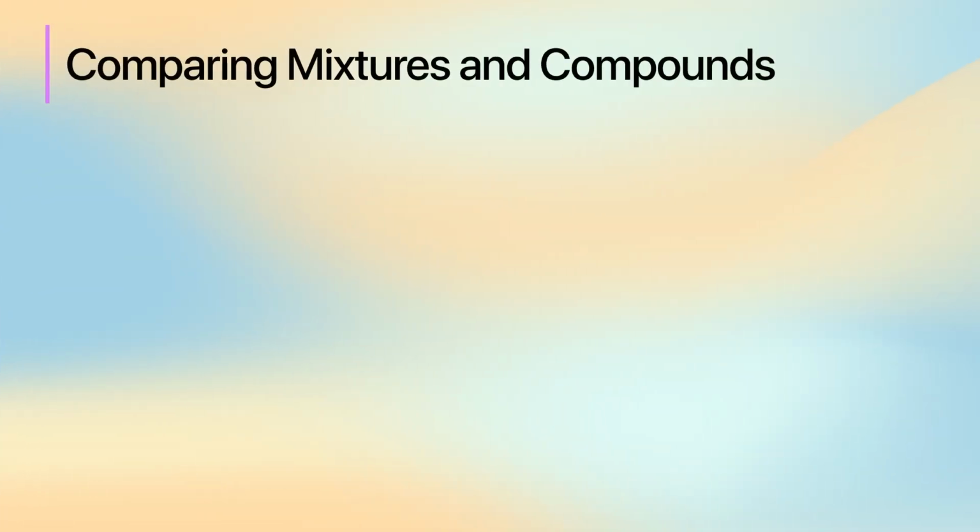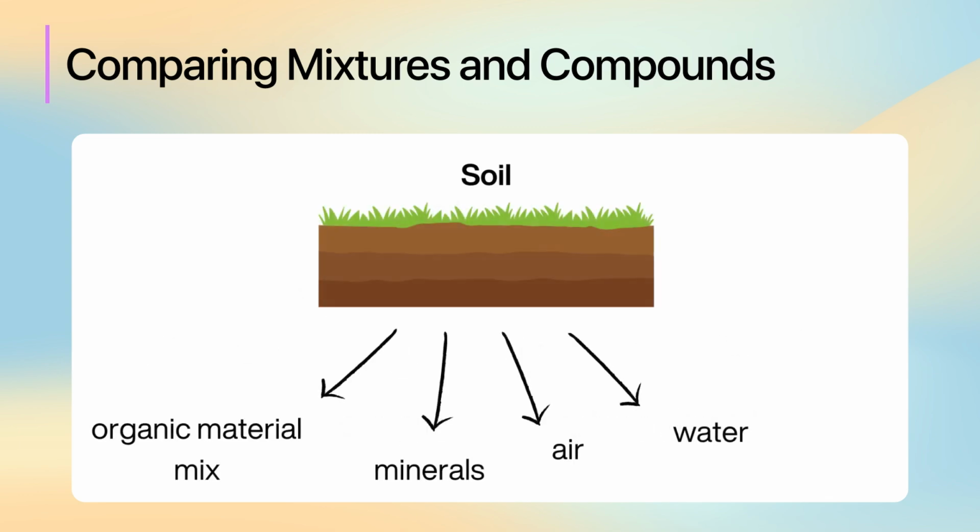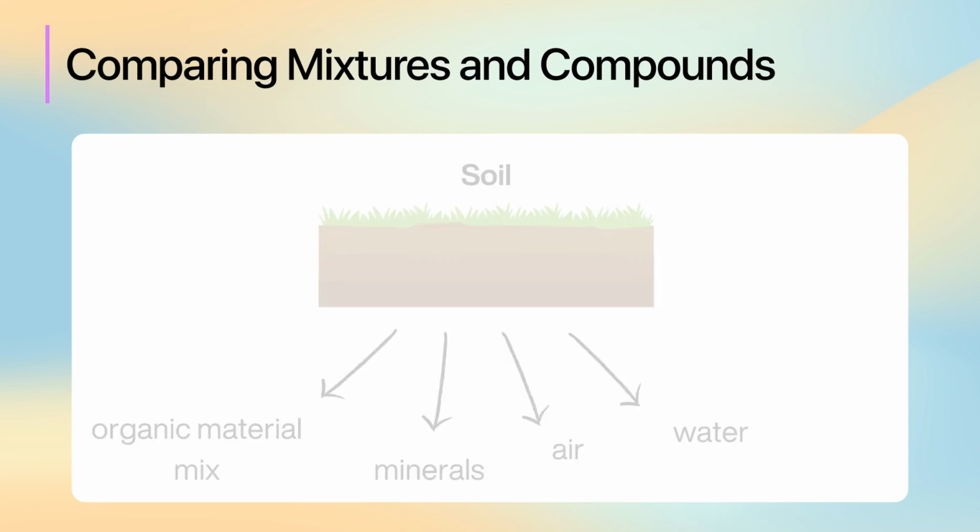Mixtures are ubiquitous in everyday experiences. Think about the air we breathe. It is a mixture of gases, mainly nitrogen, oxygen, carbon dioxide, and a few other trace gases. Each of these gases maintains its own properties within the air mixture. Another example is soil, which contains a mix of organic material, minerals, air, and water. The components of the soil mixture can be separated and identified based on their individual properties.